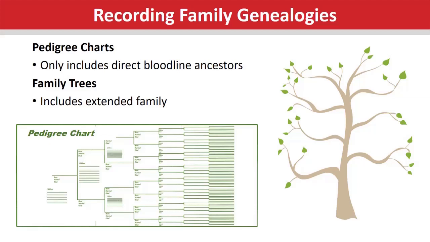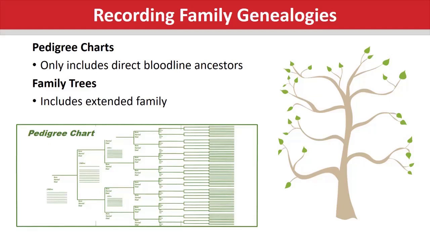So recording family genealogies, there's basically two options. I mean, there's a million other things you can do if you want to. One of them is pedigree charts. This is probably the most popular. A pedigree chart is simply your name, your parents' names, their parents' names, their parents' names, and so on and so forth. Direct lines, direct bloodlines. That's what a pedigree chart is.